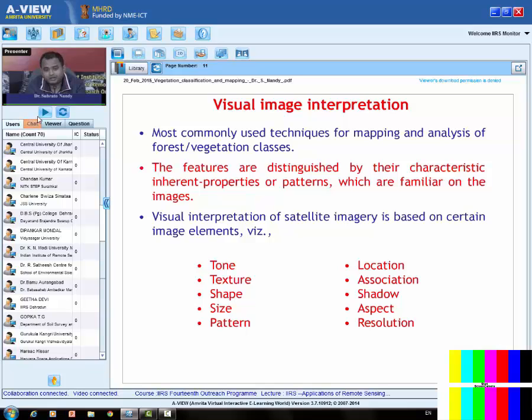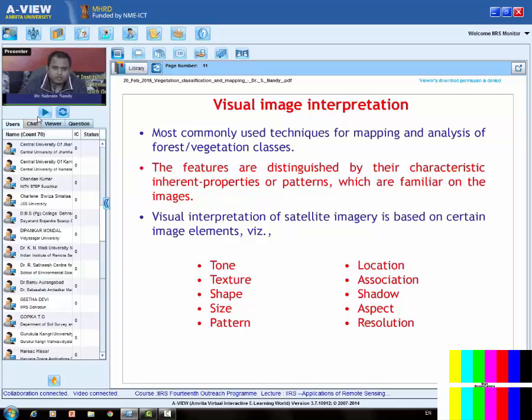These are tone, texture, shape, size, pattern, location, association, shadow, aspect, resolution. These are the image interpretation elements through which we interpret an image. Now, I'll show you a satellite image and try to explain all these elements in that image.